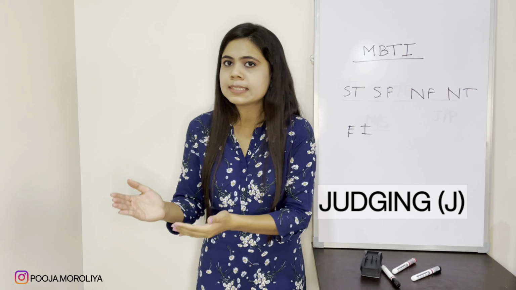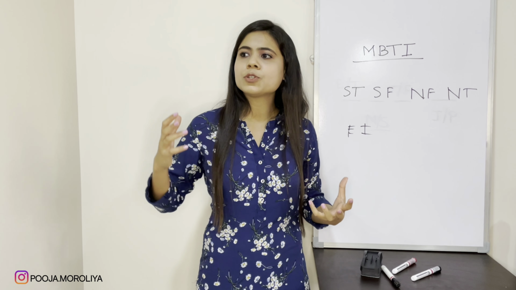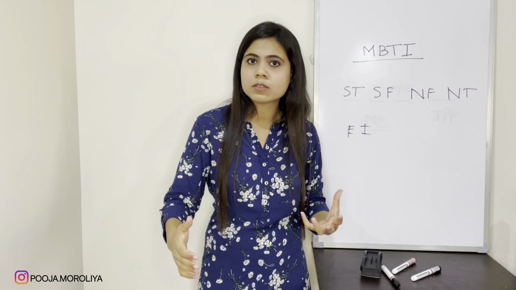So we have already seen that J means judging, means making conclusions, taking decisions, and P means perceiving, which is gathering information. So now what do you prefer more? Do you prefer more to gather more and more information, or do you prefer to take a decision quickly on whatever information that you have? So depending on that, it will decide whether it is your J type or P type.